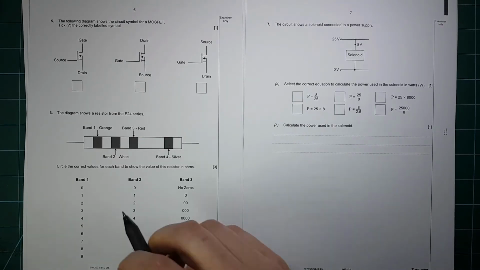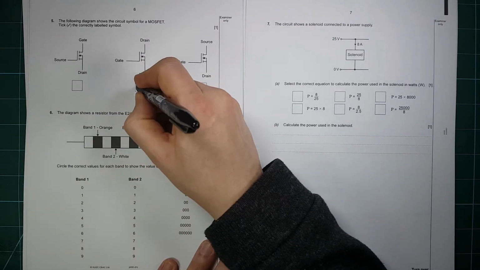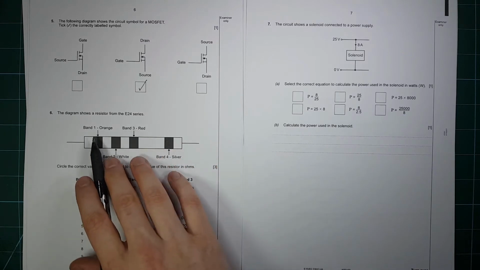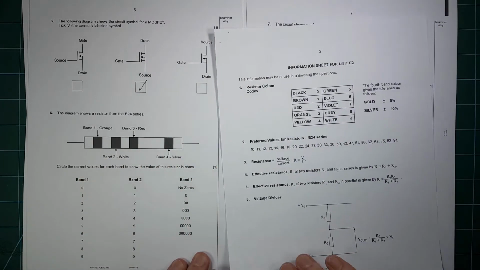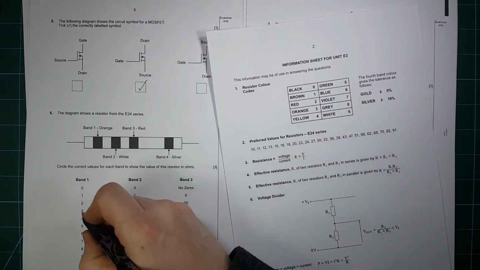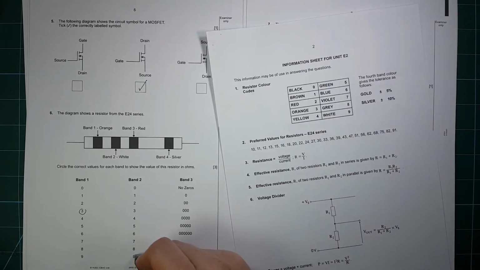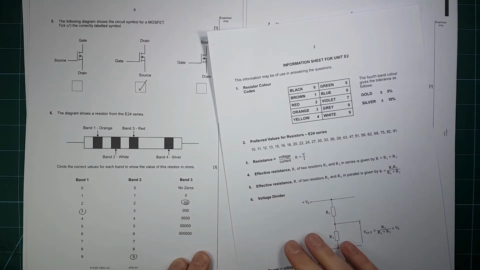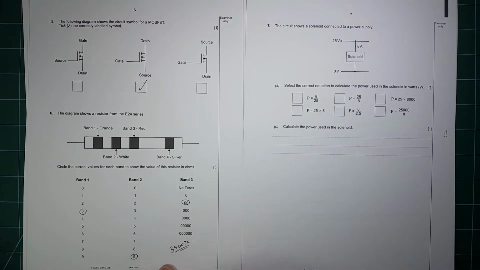Question 5. This is just a basic learning one. We have the gate, the source, and the drain, so it's this one here. Here we have a resistor, orange, white, and red. We need to find out what these colours are. So this is easy as looking up. Orange is 3, white is 9, and red is 2. So that's the answer. So it's a 3900 ohm resistor.